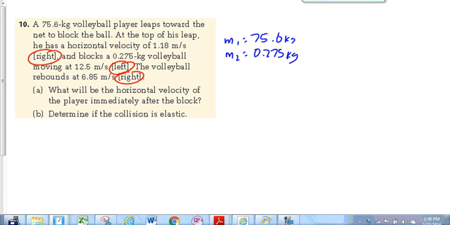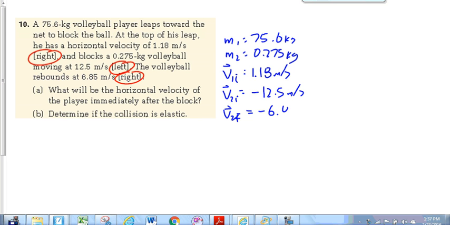All right, so M1 is 75.6, M2 is 0.275. We're going to say the player, V1I, is 1.18. We're going to make that positive. The volleyball, V2I, is negative 12.5 meters per second. V2F is going to be negative 6.85 meters per second. And we're looking for, yeah, it is to the right. Thank you. V1F is what we're looking for, right?